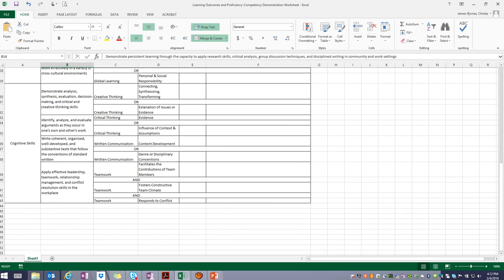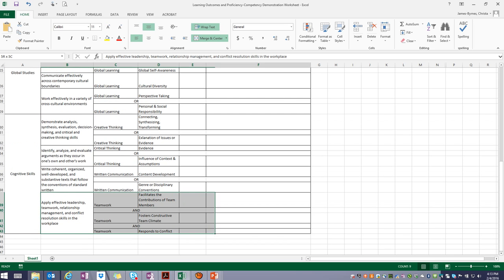So the only one I really want you to look at, lastly, is this last one. The last one is the teamwork leadership one. You have to do all three. They're not ors. You must be able to facilitate team contributions of everybody. You must be able to foster constructive team climate, and you must be able to respond to conflict. They all go hand in hand, right? If you have a team, you're going to have conflict, you've got to fix it. If you have a team, you want a positive team. Otherwise, you're not getting anything done, and you want to make sure everyone pulls their weight. So that just makes sense that that's an and.